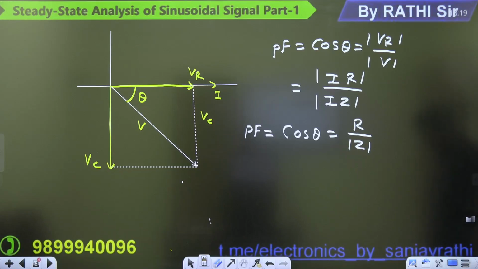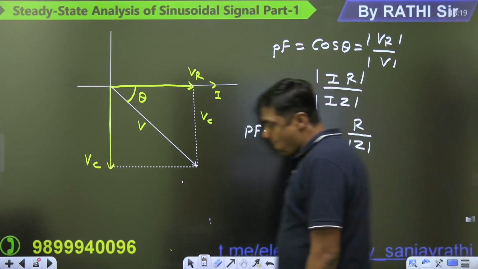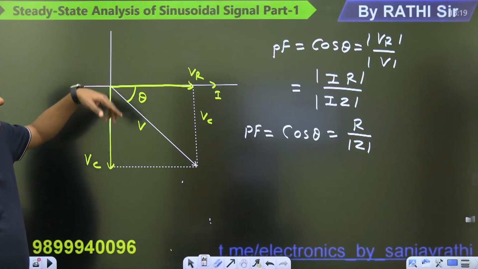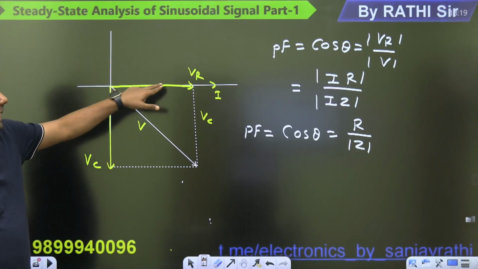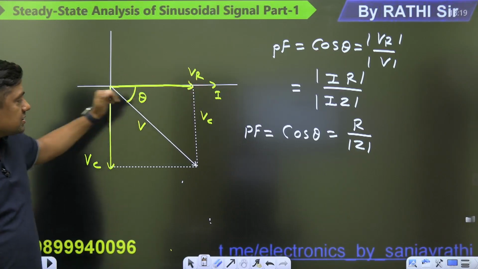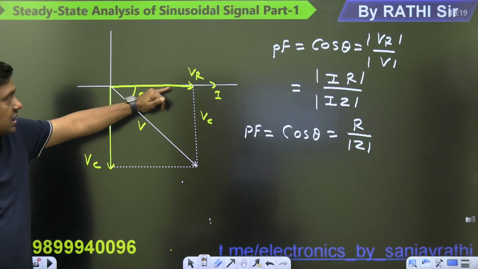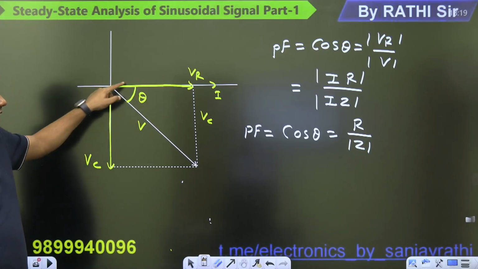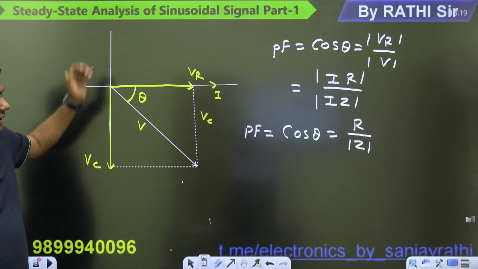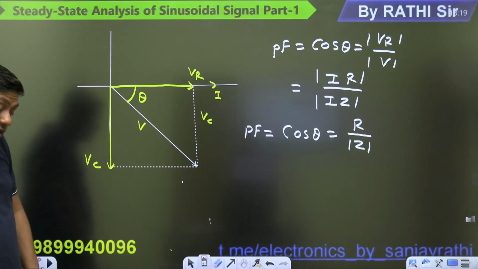Okay, so we are taking I on the x-axis because in a series circuit I will remain the same. This is the I. Voltage VR and I are in the same phase. VC will lag the I by 90 degrees. This is the 90 degrees. And in case of an inductor, it will lead the current by 90 degrees. So please get command over that.